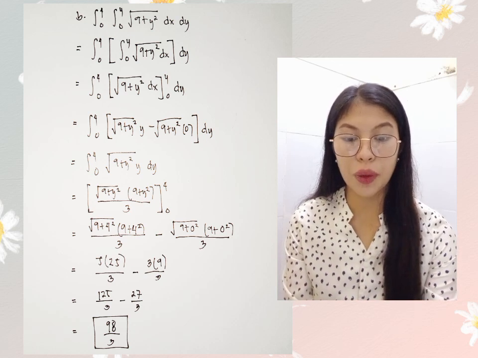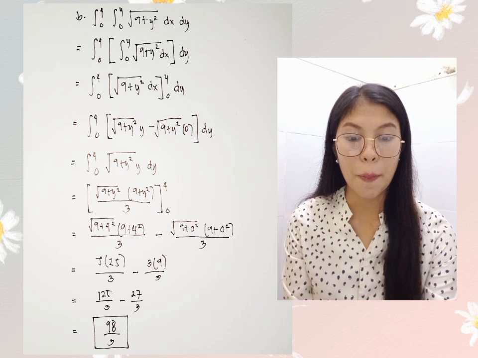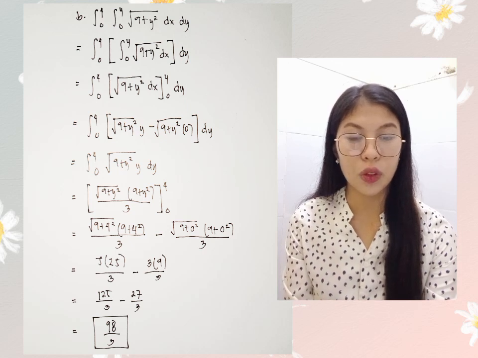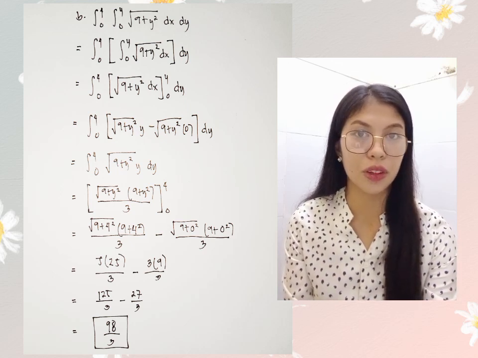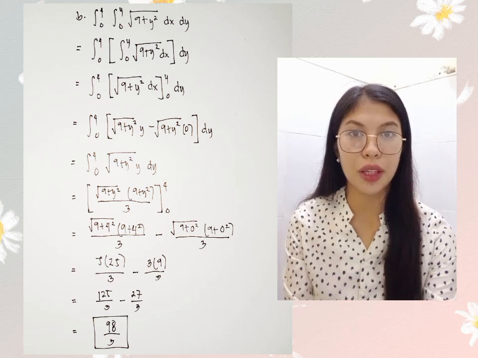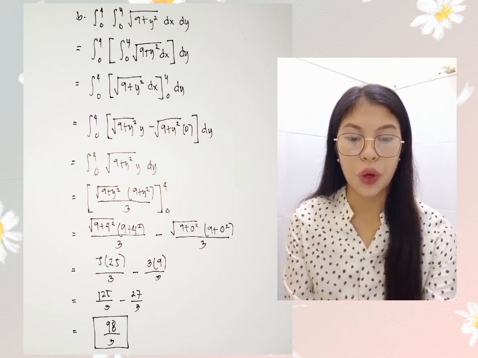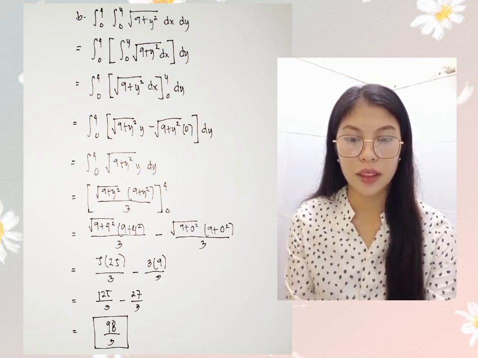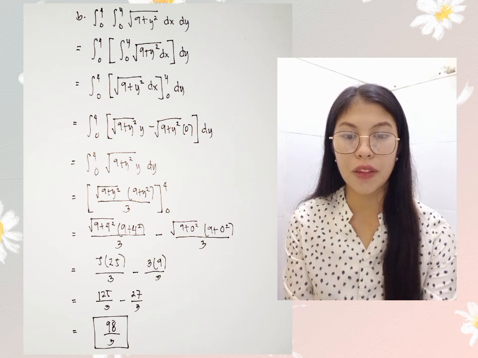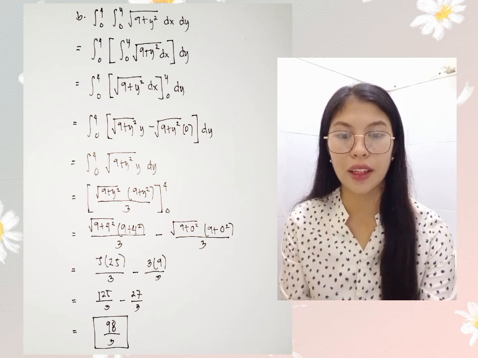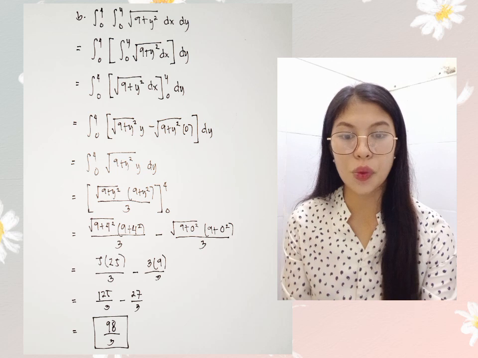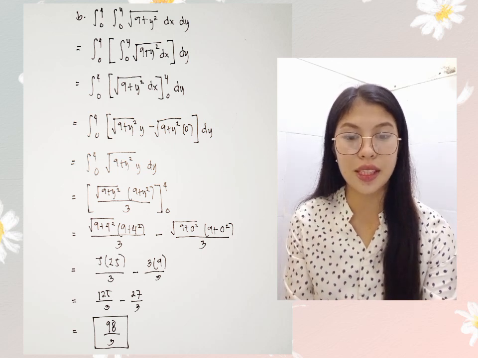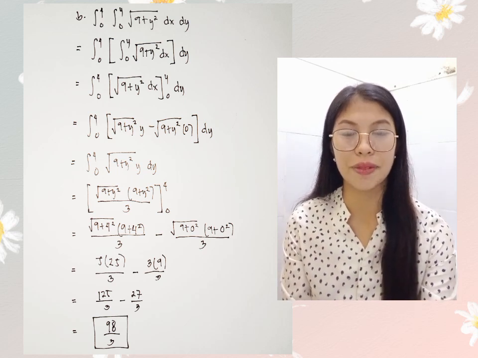So we have the value 125 over 3 minus 27 over 3. Since we have the same denominator, we subtract the numerator directly. So we have our answer 98 over 3 units. So the answer from our given integral from 0 to 4 and integral from 0 to y of the square root of 9 plus y squared dx dy is 98 over 3.